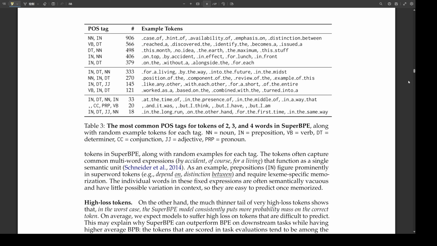Right, and they also found that SuperBPE made better use of its vocabulary. It needed a larger portion of its tokens to cover the same amount of data compared to BPE. So the tokens are more densely packed with information.